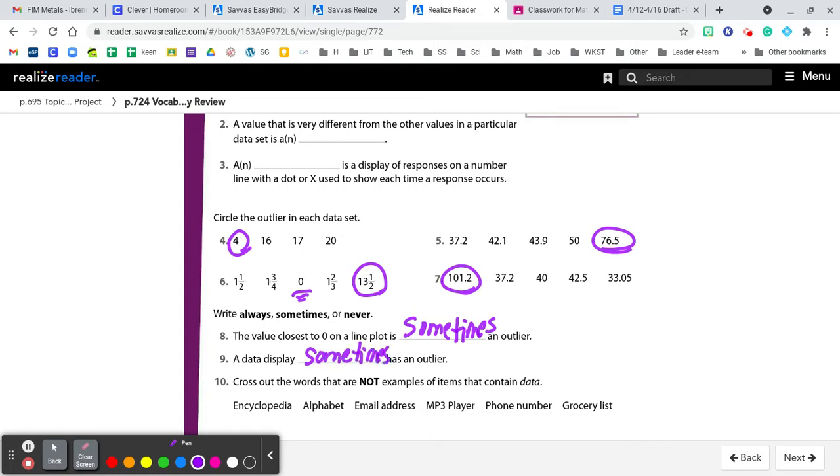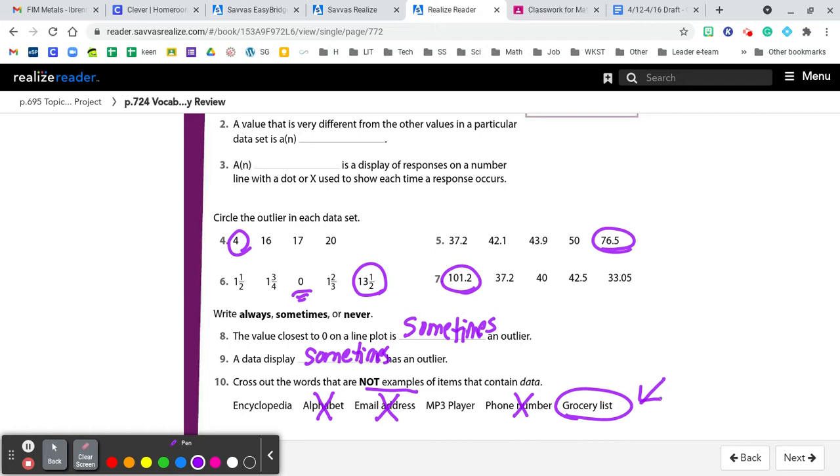Cross out the words that are not examples of items that contain data. Encyclopedia, you probably don't even know what those are, that are not examples of things that have data. The alphabet technically are letters. Email address, it's an address. MP3 player, I guess, I don't know. Phone number, it's just a bunch of numbers. Grocery list, definitely. So that one is for sure.